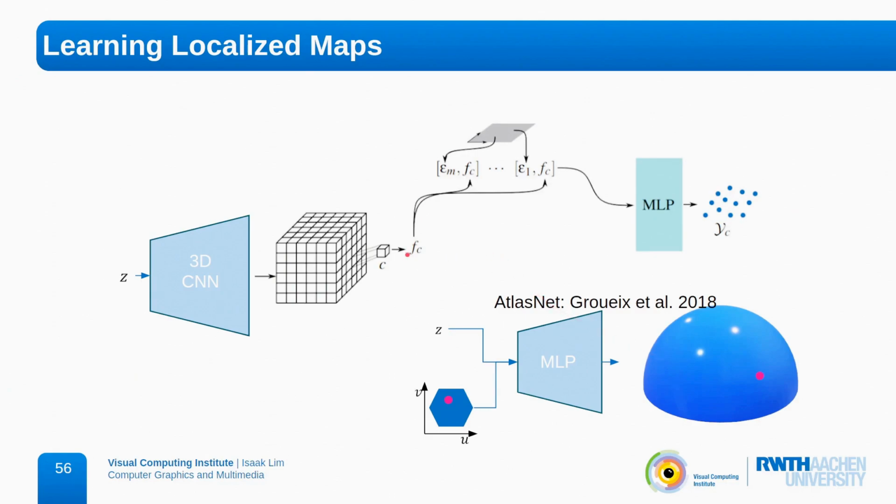So this is shown here, where we have an encoding for each cell, and then we sample a 2D domain a number of times, combine this information, feed it into an MLP, and this produces 3D offset vectors from the cell centers.